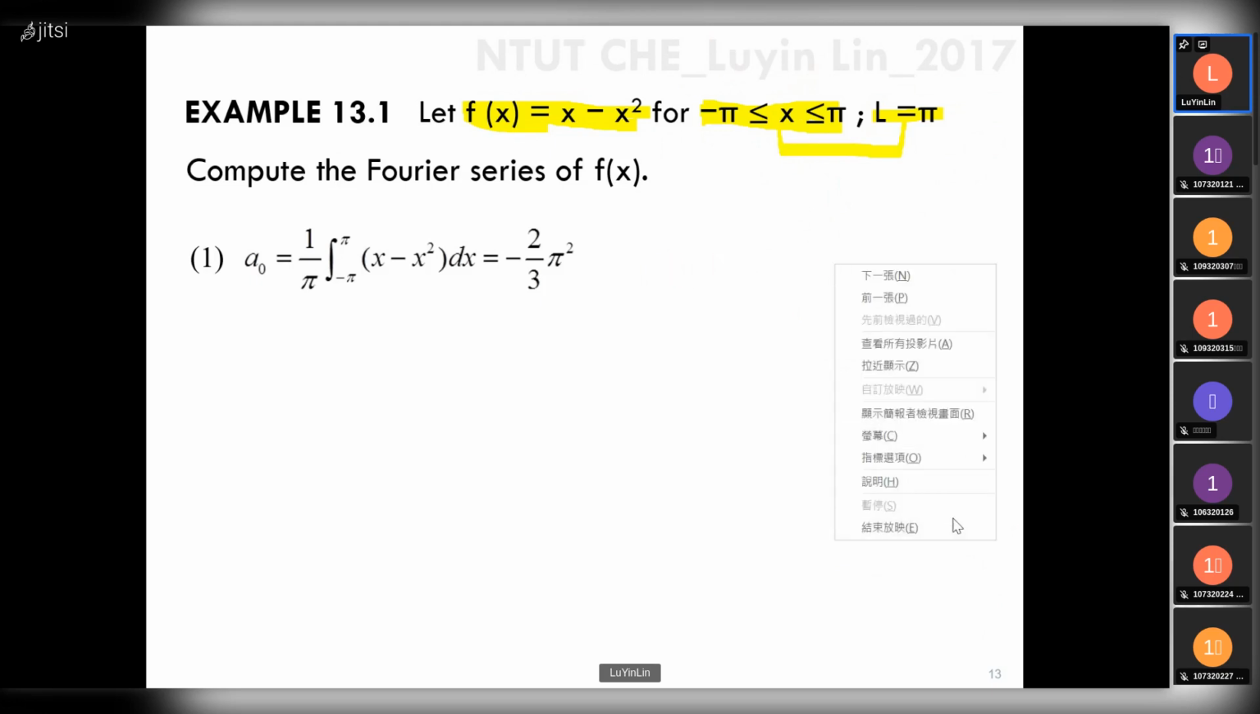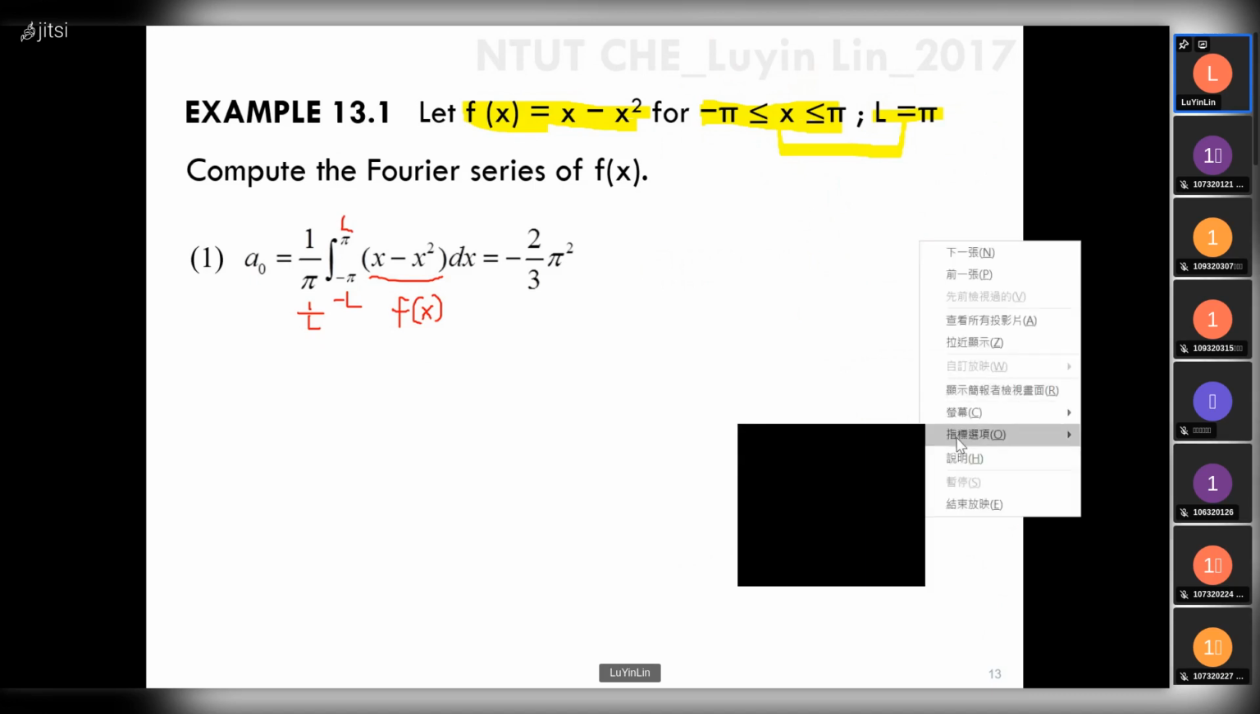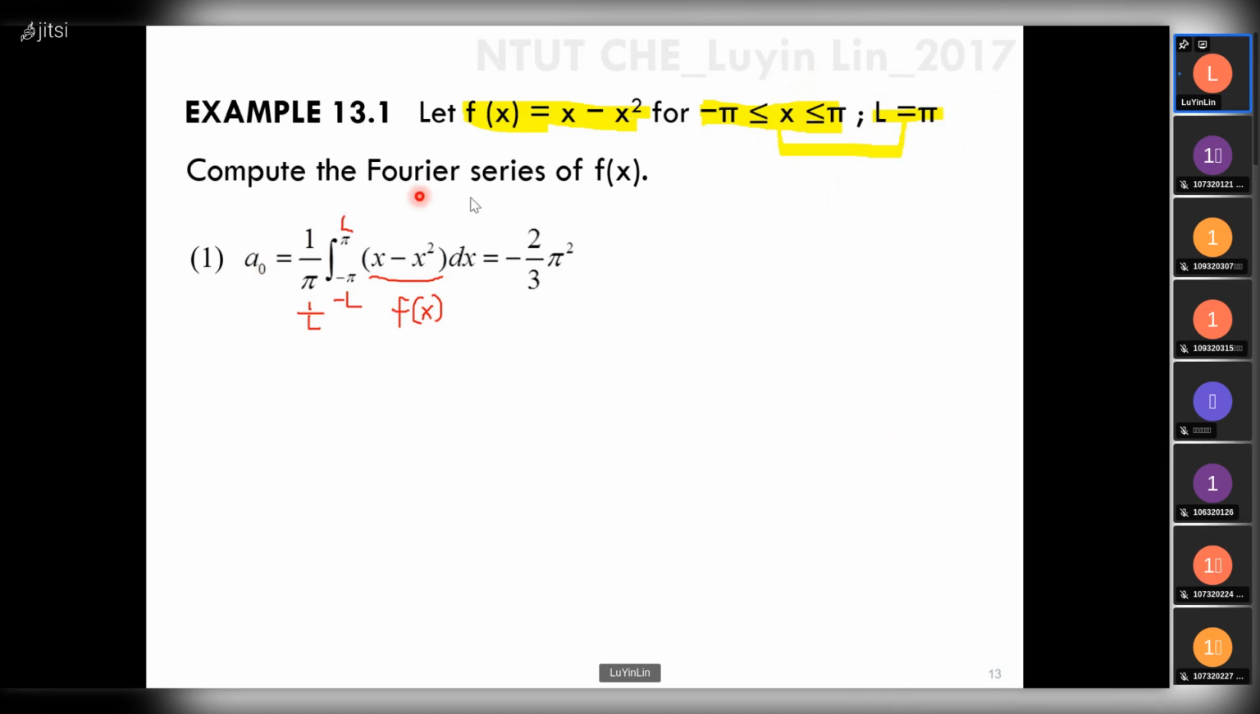So use the equation. This is f of x, right? And here is the range, minus L to L, and this one is 1 over L. So this is the equation. Put the L here, here, here. Three parts for L, so L is very important. L is pi, so put the L here.